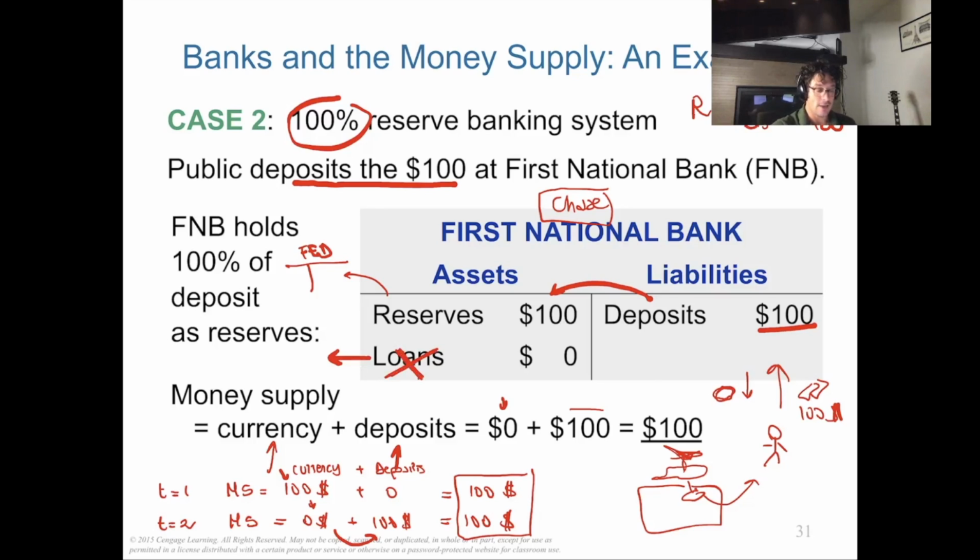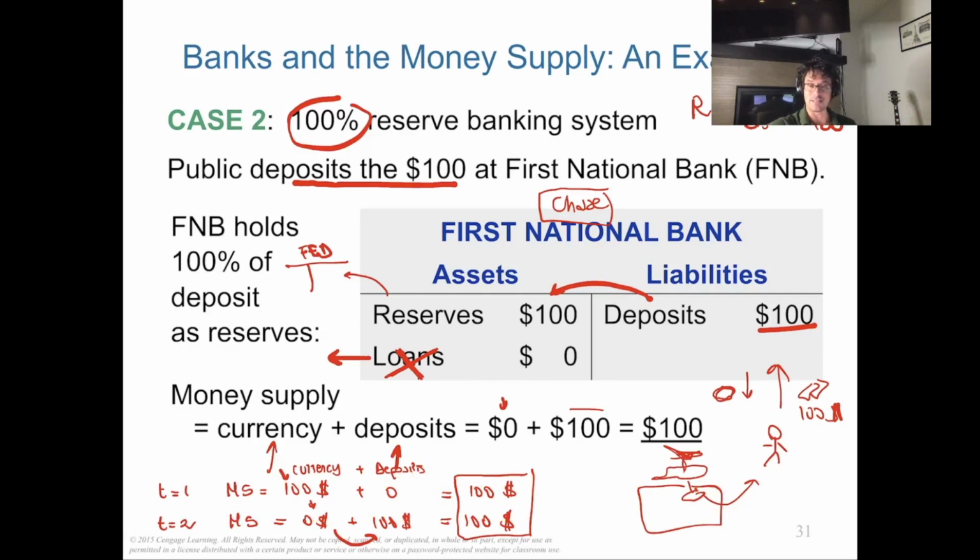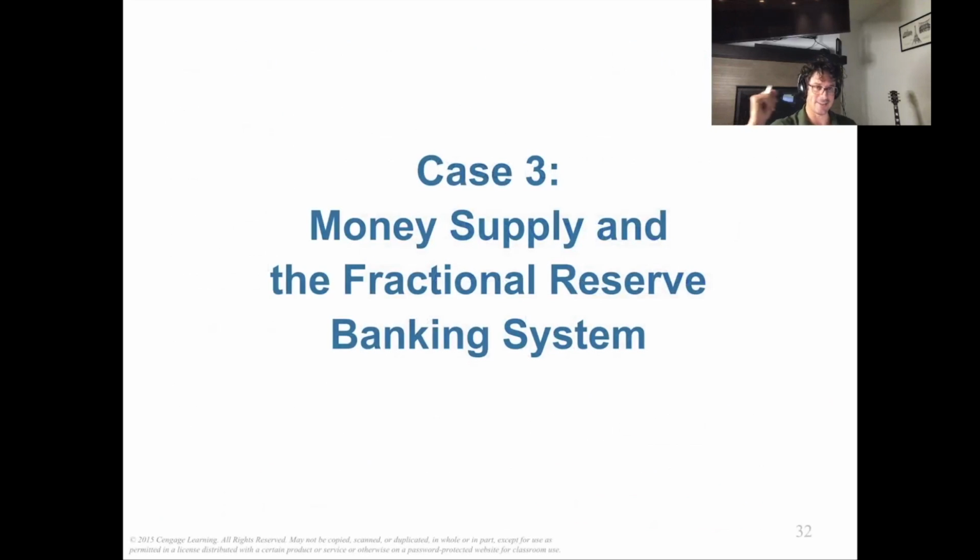Okay, now let's move to the third example, actually the interesting example. And just to summarize, in a 100% reserve banking system, banks do not affect the size of the money supply. So the presence of banks doesn't affect the money supply, which is always equal to the amount of cash that has been injected by the monetary policy.